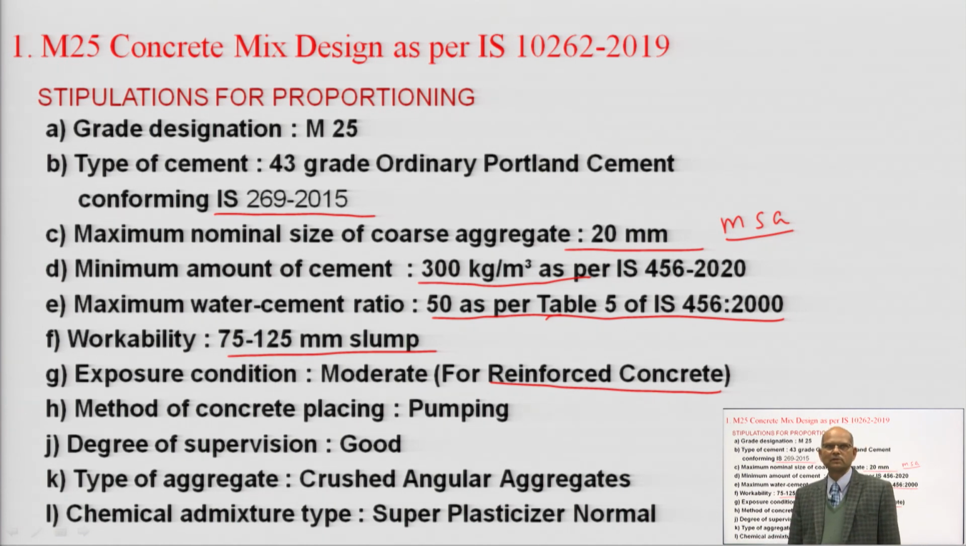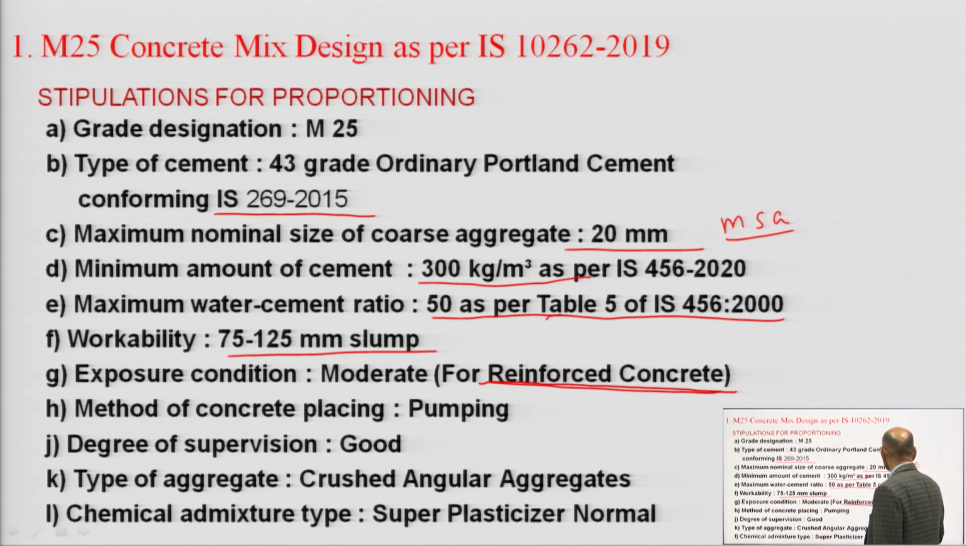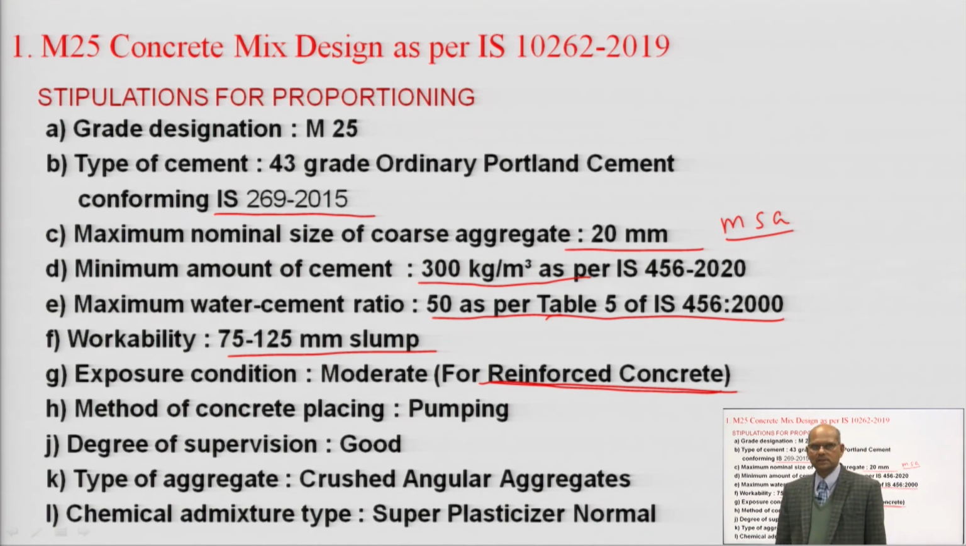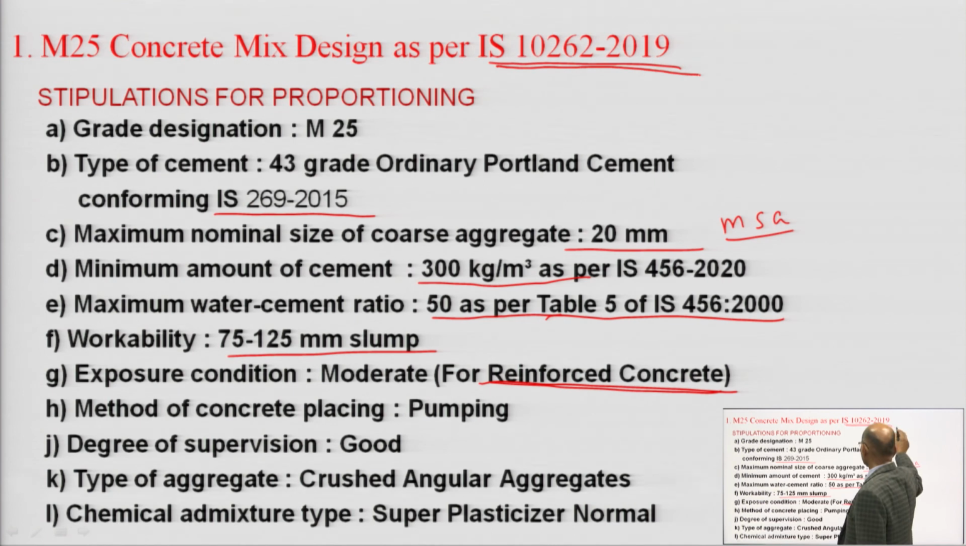So, plain cement concrete, the amount of cement and water-cement ratio specification is different from reinforced cement concrete. This is given in Table 5 of IS 456. So, we have to refer to IS 456 also, apart from referring to the IS 10262:2019 code. Okay. Then we have degree of supervision.